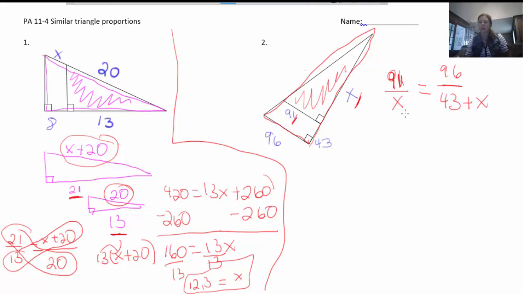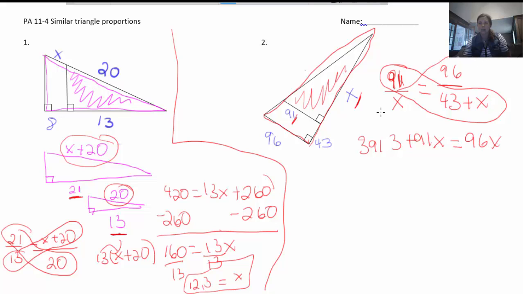Now, we have two x's here, but don't panic, it's fine. Now you could have set this up differently. You could have put x over 43 plus x. But what you start with, that's what you have to stay with. Okay, so then if we cross multiply, 91 times 43 is 3,913 plus 91x equals 96x. Right here, because we did the distributive property there. So we subtract 91x.